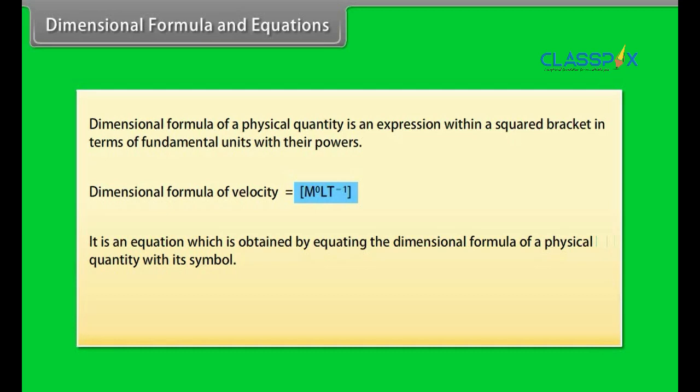Dimensional equation is an equation which is obtained by equating the dimensional formula of a physical quantity with its symbol. Let us take an example. Dimensional equation of velocity is V is equal to [M^0 L T^-1].